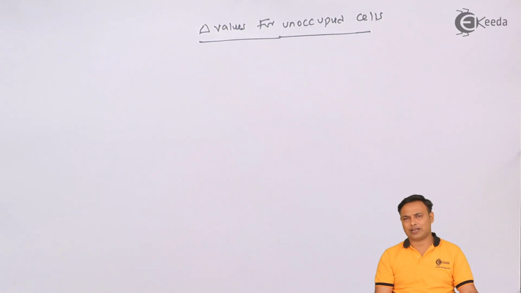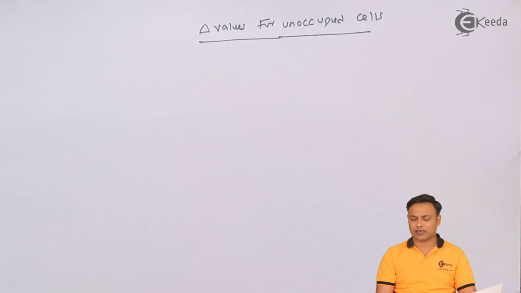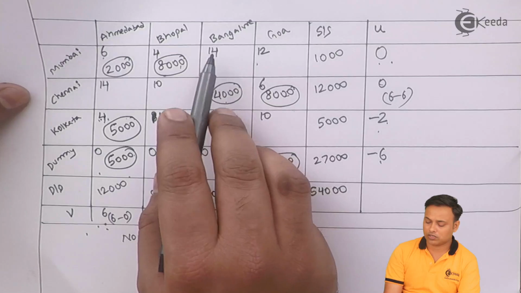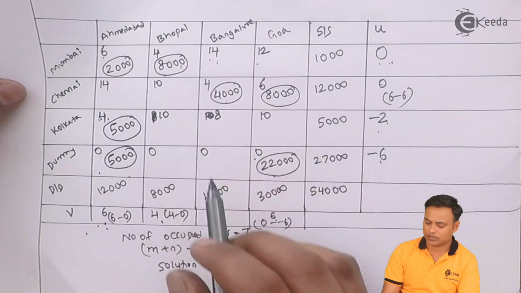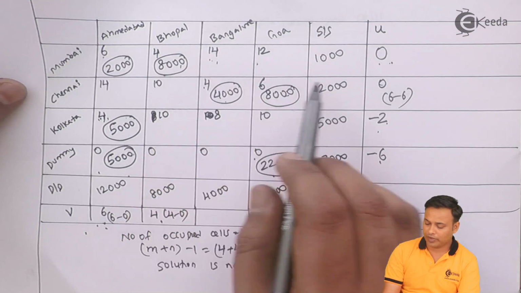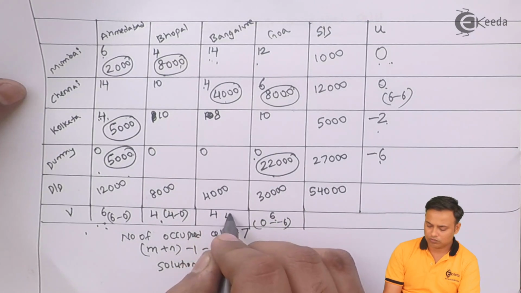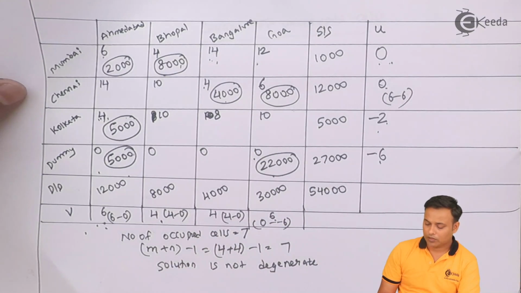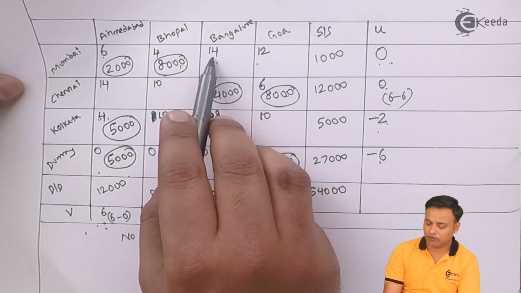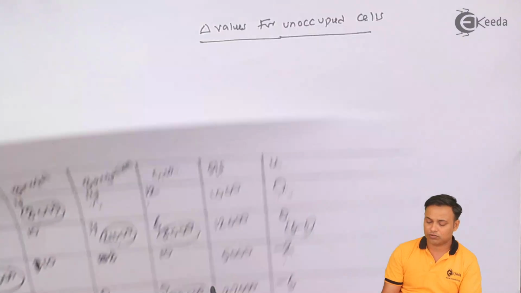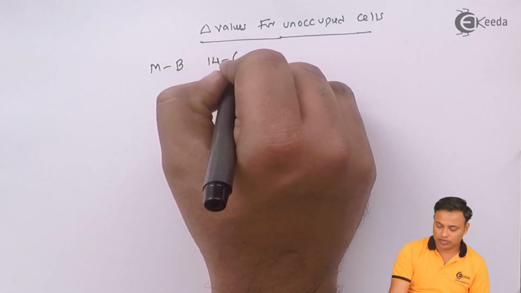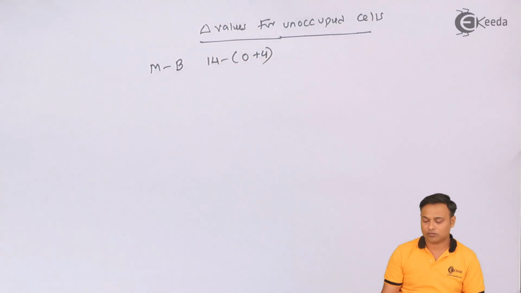What shall be my delta values of unoccupied cells? Let's try to find out. I'll write in short now. Mumbai, Bangalore, cost is 14. 14 minus 0 plus, we haven't calculated this one V value, so it will be 4 minus 0, 4. So Mumbai, Bangalore, 14 minus 0 plus 4.